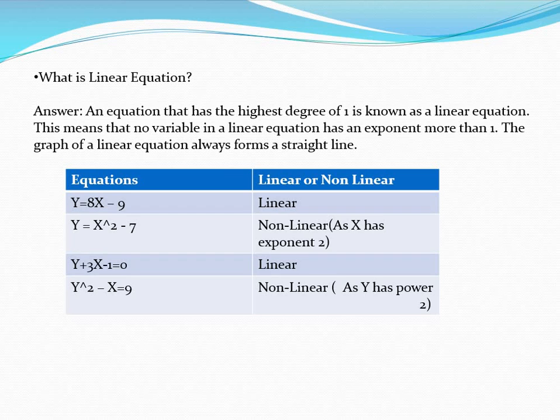The third one is y = 3x - 1. The powers of x and y are 1. So it is a linear equation. Y^2 - x = 9. This is a non-linear equation because the power of y is 2. So it is clear that an equation which has a power of 1 is treated as a linear equation. If it is more than 1, it is treated as a non-linear equation.